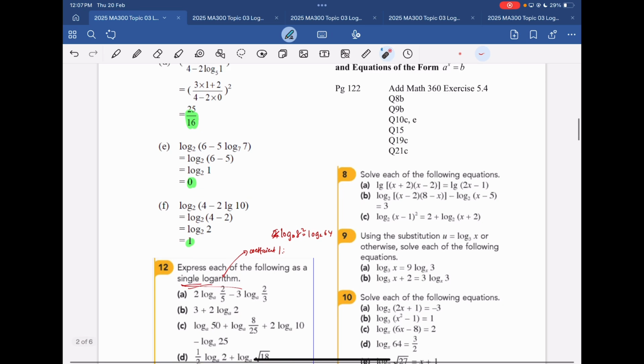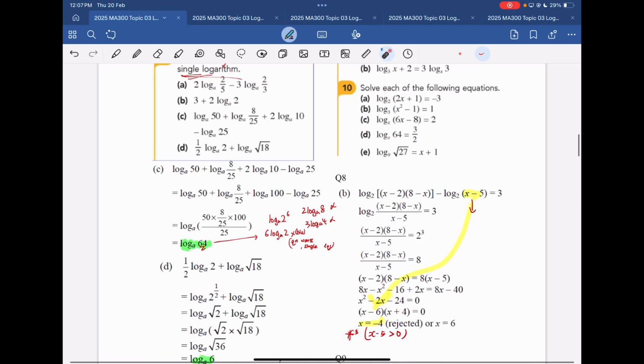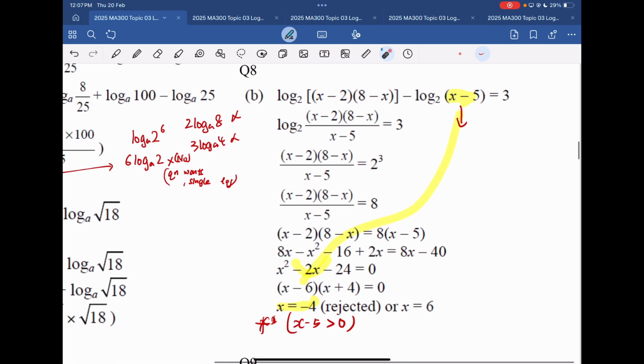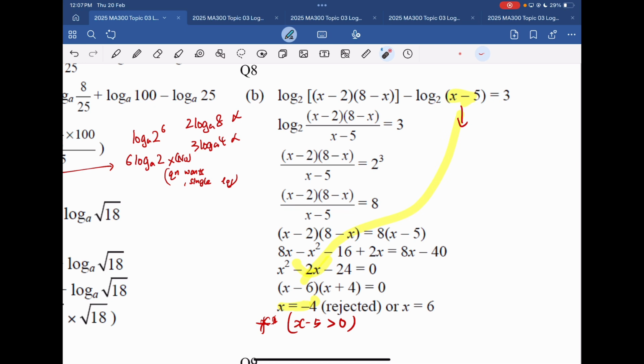Sorry, wrong. This one. B. Okay, so for 8B, have you done it? Have you done it or not? If you've done it, then you must mark. Okay? You must mark. Okay, so 8B.